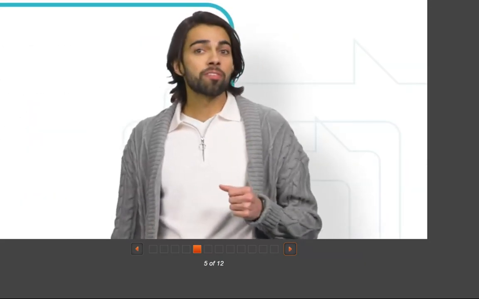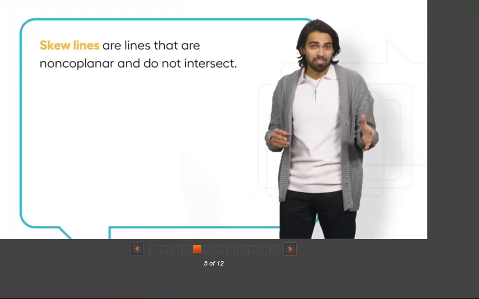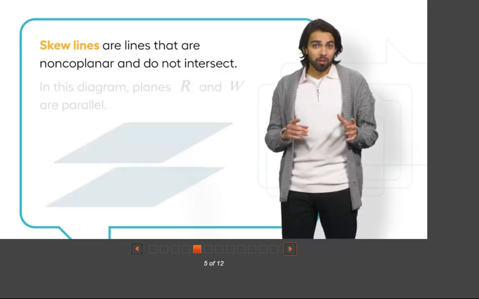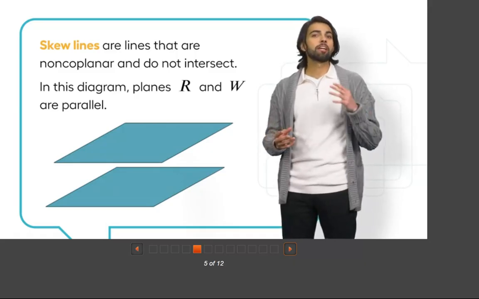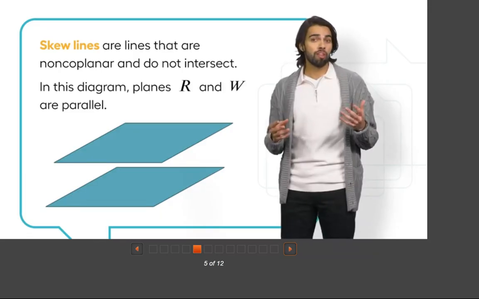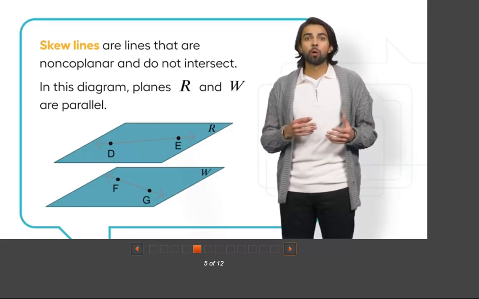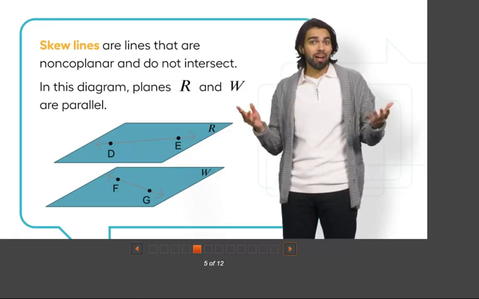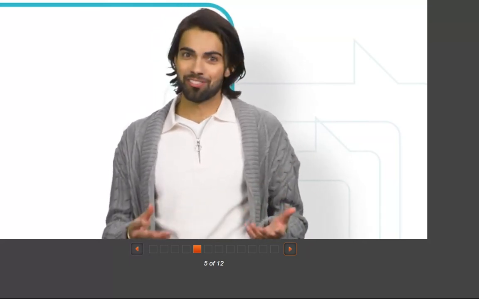What about lines that are not in the same plane? Introducing skew lines. Skew lines are lines that are non-coplanar, don't lie in the same plane, and also do not intersect. Here, we're given that planes R and W are parallel, and we can think of planes as consisting of infinitely many lines. If we just take two of them, say line DE and line FG, I can see that those lines don't ever intersect, and they're also not in the same plane. And there we have skew lines. Remember that perpendicular lines cannot be skew lines because they're in the same plane, and for the same reason, parallel lines are not skew lines.